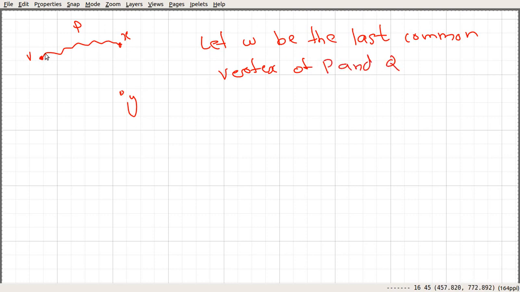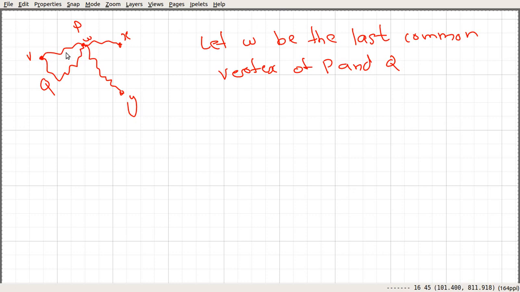Okay, so anyway we can see that these two paths do share this vertex V. If there is more than one common vertex, maybe something like this, okay, so this is our path Q. If these two paths share more than one vertex, then let W be the last common vertex of P and Q. Anyway, they do share V. If there is no common vertex, then our common vertex will be P.